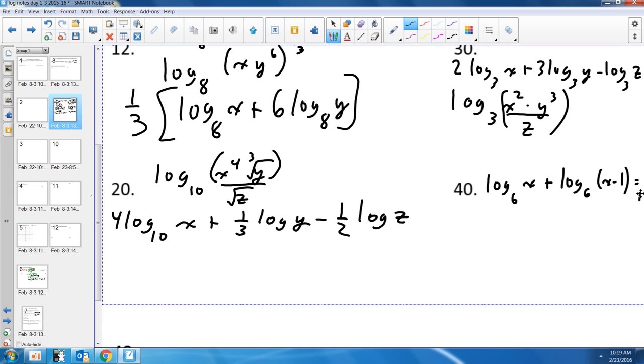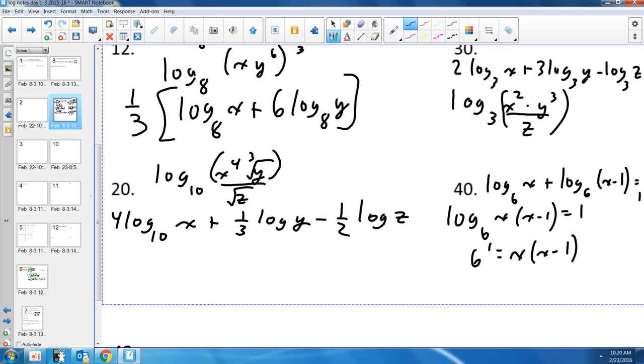So first we expanded, then we condensed. Now we're solving for x. We have an equation. I want to combine it into one log and then use your exponential to change it into the log form. So let's go ahead and combine it. Log base 6 of x times x minus 1 equals 1. Then I get rid of the log so I can solve. I end up with 6 to the 1 is equal to x times x minus 1.